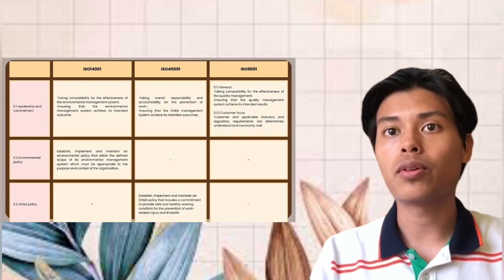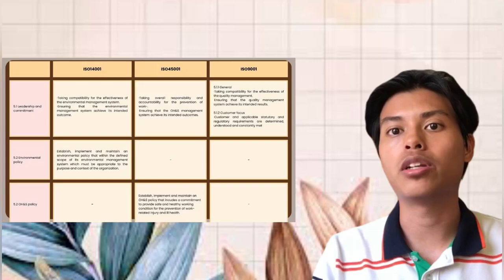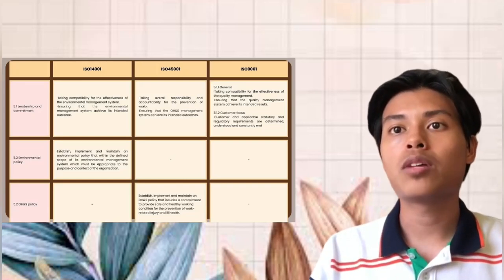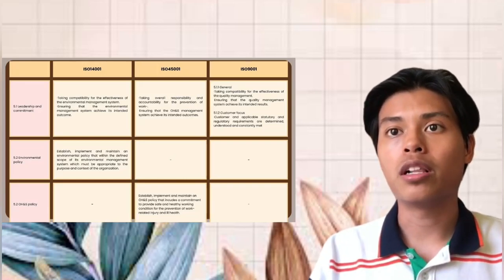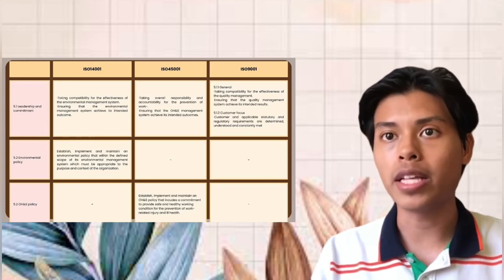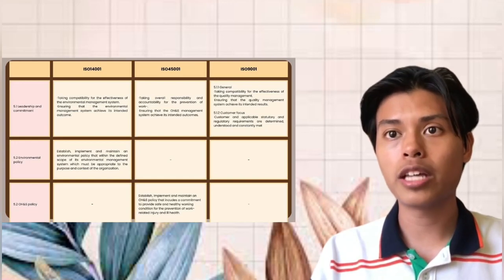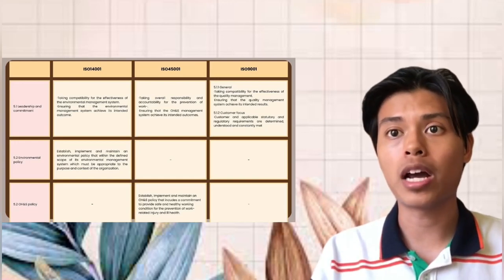Similar to ISO 45001, it must ensure that the OHS management system achieves its intended outcome, but the difference is that it takes overall responsibility and accountability for the prevention of work-related injury and ill health. For ISO 9001 5.1.1 general, it must take accountability for the effectiveness of the QMS, and for 5.1.2, the customer and applicable statutory and regulatory requirements are determined.